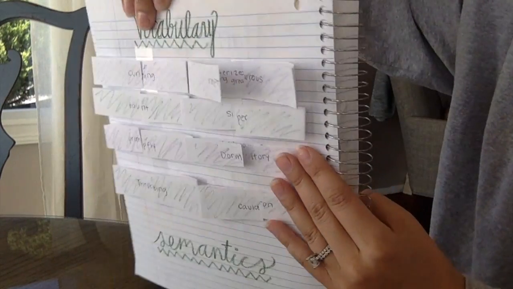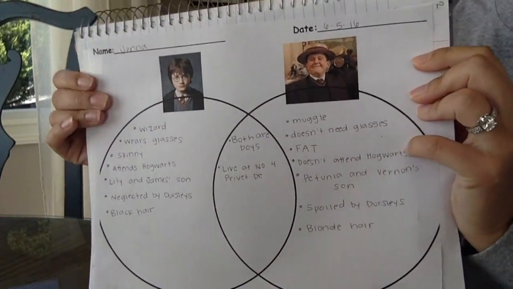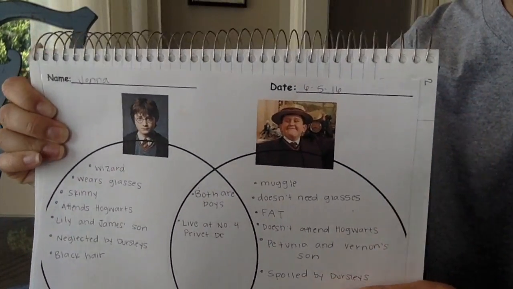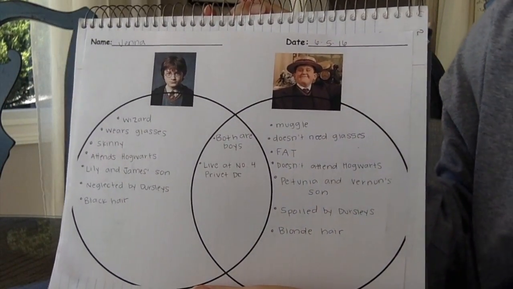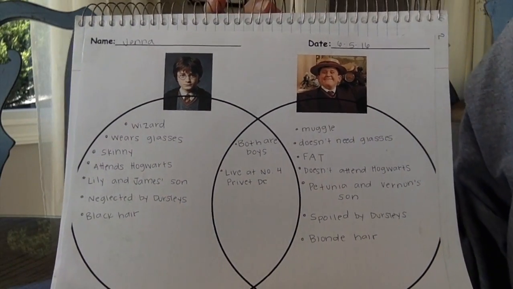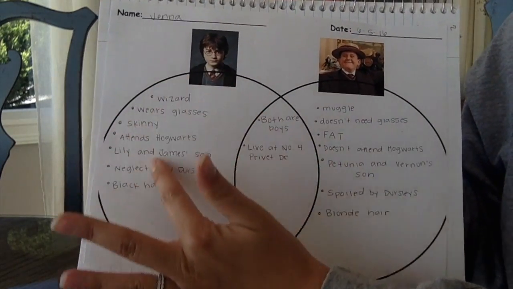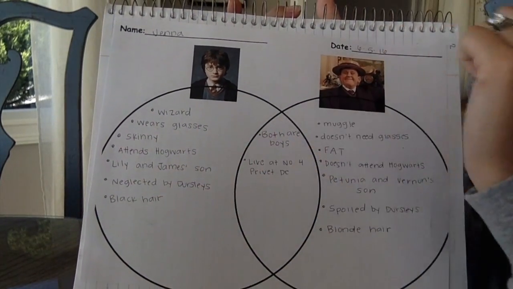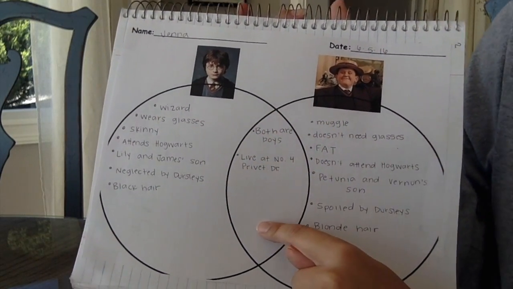That was page 2. Page 3 of the journal is one of the graphic organizers that I had turned in. It's a Venn diagram, which was great for them. They got to learn about comparing and contrasting, which was one of the Common Core state standards. They did Harry versus Dudley. Over here, you'll see differences, things that are particular to Harry, things that are particular to Dudley over here, and then things they had in common in the middle.